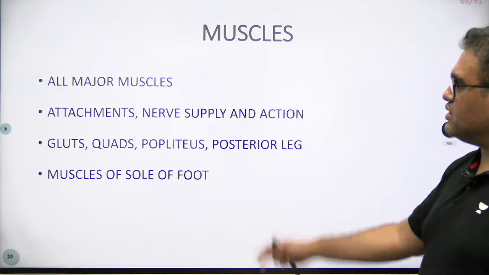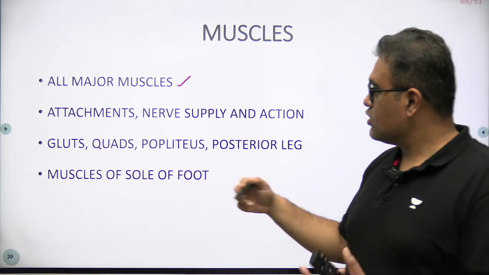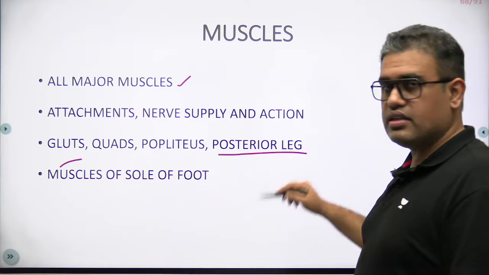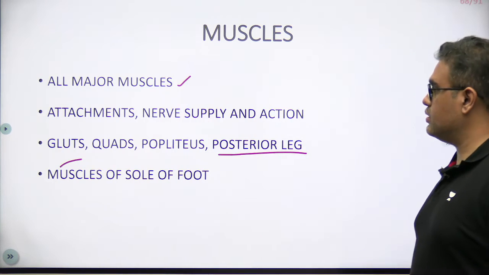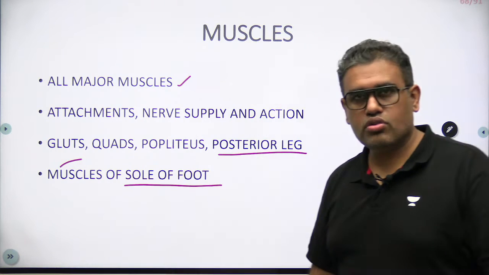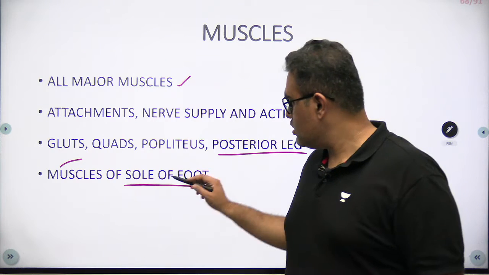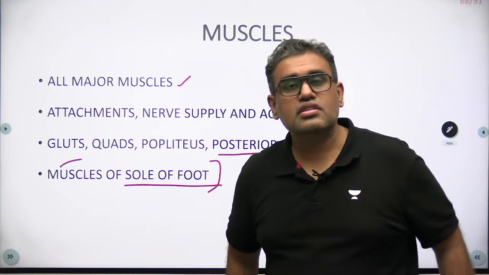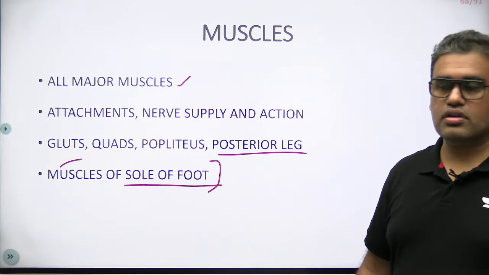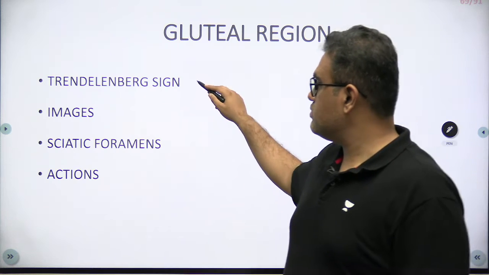The muscles. Major muscles. All major muscles. Glutes are important. Then posterior part of the leg, that is the calf area, that is important. Muscles of sole of foot. Go to any of my videos, you will find a trick to remember all the 4 layers of muscles in the sole of foot, right? So muscle sole of foot, that is important. And gluteal region, Trendelenburg sign, that is important over here.